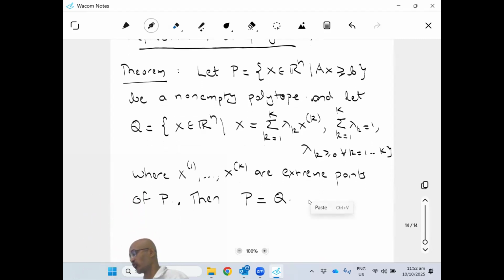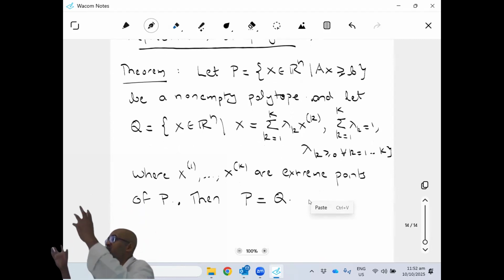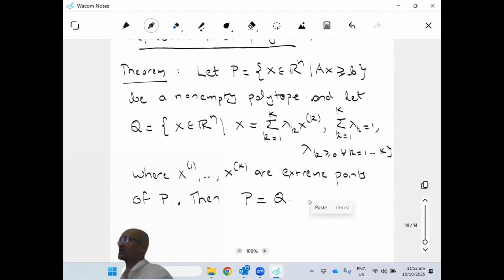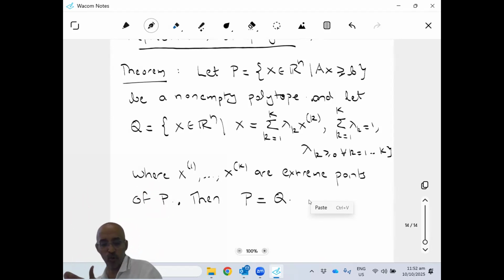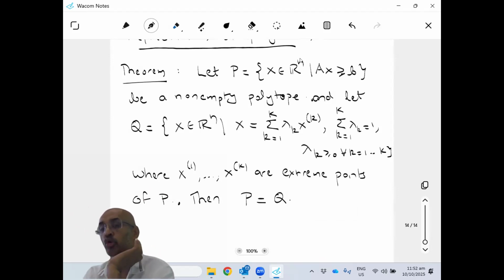So what is a polyhedron? The way I've defined it is by a set of constraints, either inequalities or equalities, it doesn't matter. I intersect them. If it's an equality, I can write it as two inequalities. So I can write any polyhedron in this form. For this theorem, I'm only going to prove the polytope case. So this set is non-empty and it's bounded.